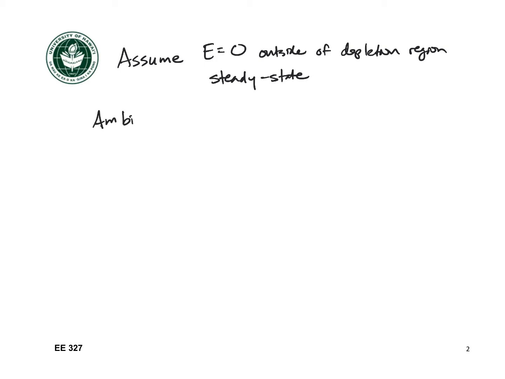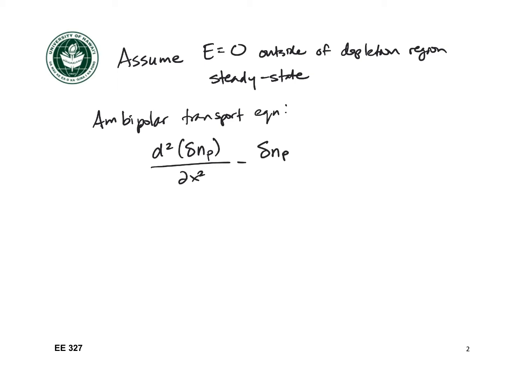So the ambipolar transport equation will reduce. This is for electrons in the p side of the semiconductor. The equation will reduce to this form. And that capital G sub L is the generation rate due to the photons.